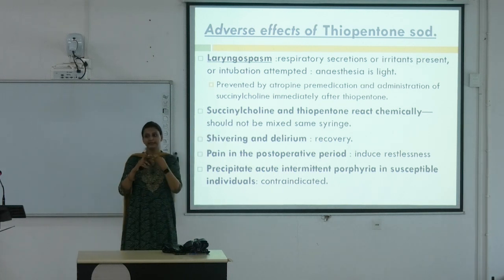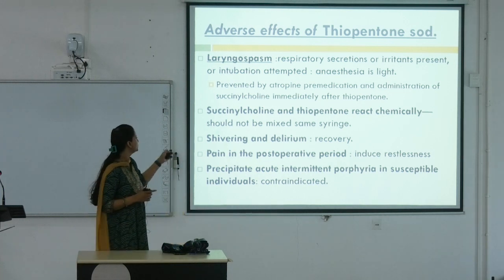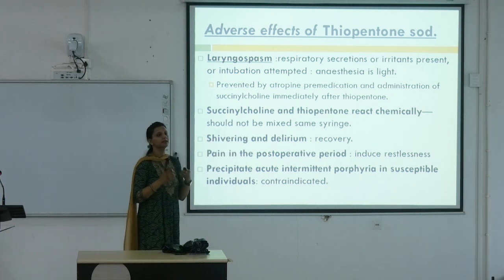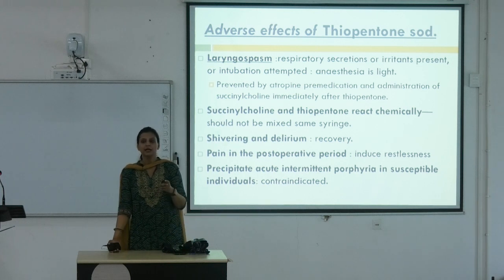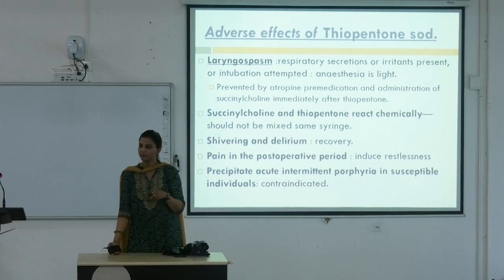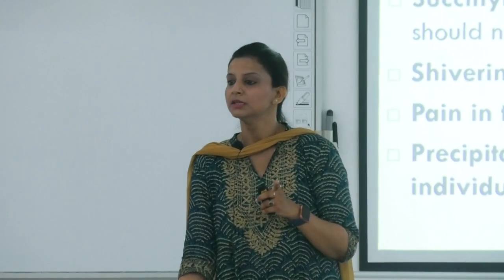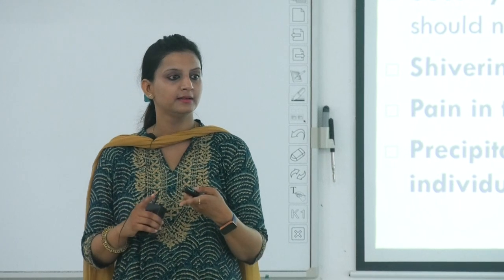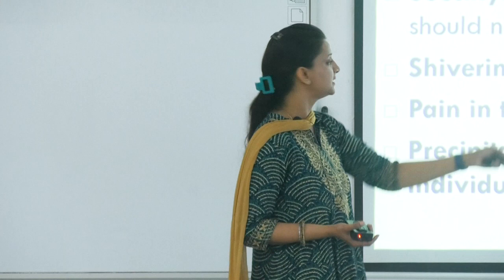সাকসিনিলকোলিন সেম সিরিঞ্জে ইউজ করা যাবে না, রিঅ্যাকশন হয়। You don't use succinylcholine and thiopentane together, they react chemically, so should not be given in the same syringe. Poor muscle relaxant, I already told you all, thiopentane is a poor muscle relaxant, poor analgesic. তাহলে opioids ও দিতে হবে, muscle relaxants ও দিতে হবে, but don't use the same syringe, because thiopentane sodium and succinylcholine will react chemically and produce adverse effects. So they should not be mixed in the same syringe.